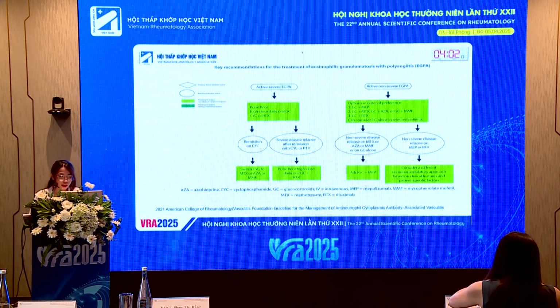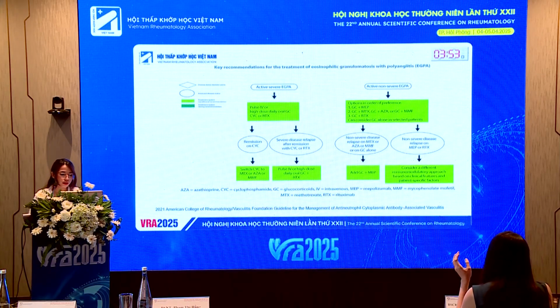We can review the key recommendations for the treatment of eosinophilic granulomatosis with polyangiitis. Our patient has 3 options in order of preference. One is glucocorticoids plus mepolizumab, and 2 is glucocorticoids plus methotrexate, or glucocorticoids with azathioprine, or glucocorticoids with mycophenolate mofetil, and the final is glucocorticoids with rituximab.